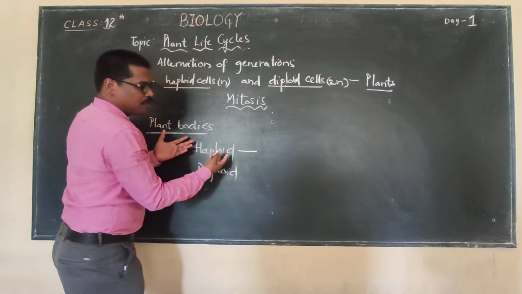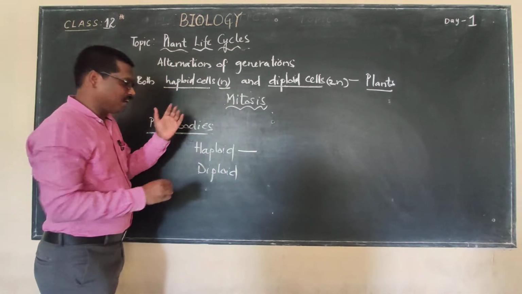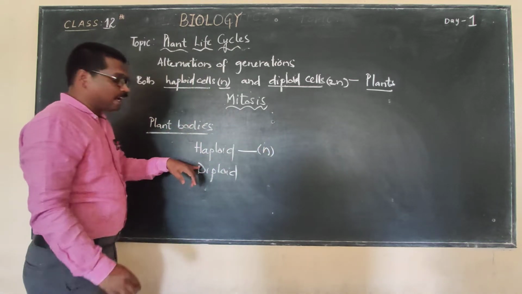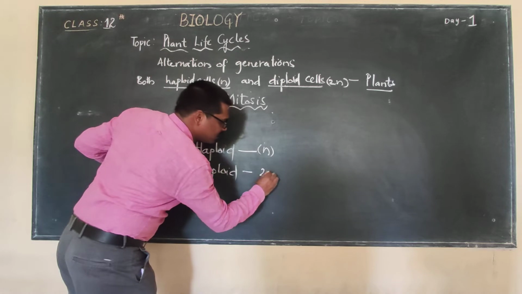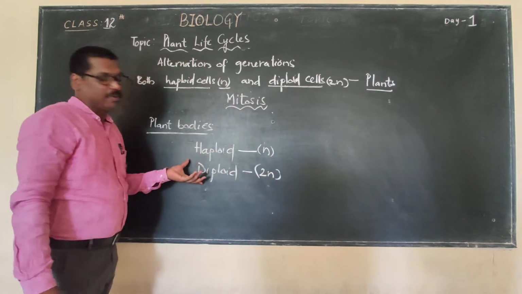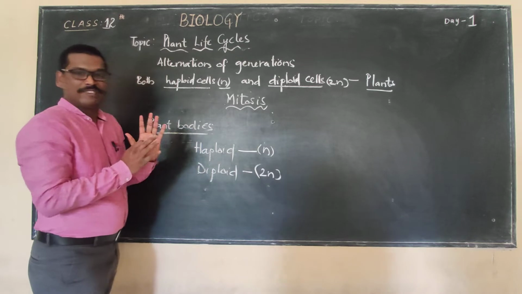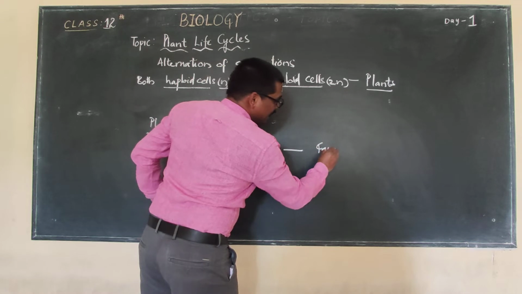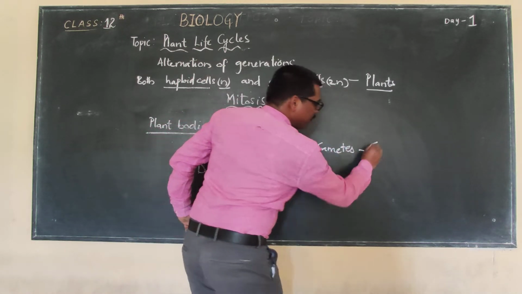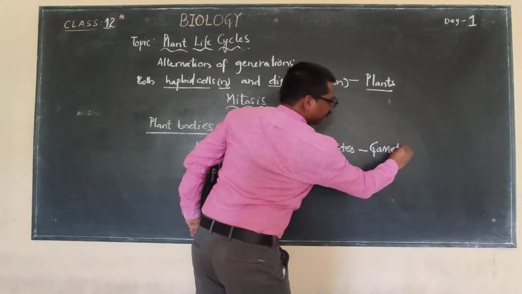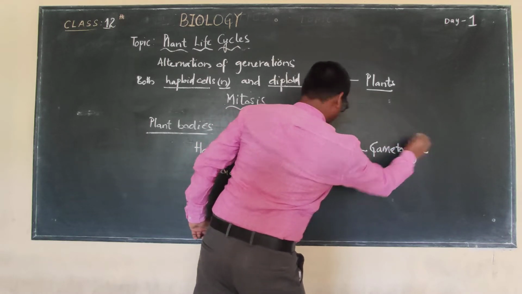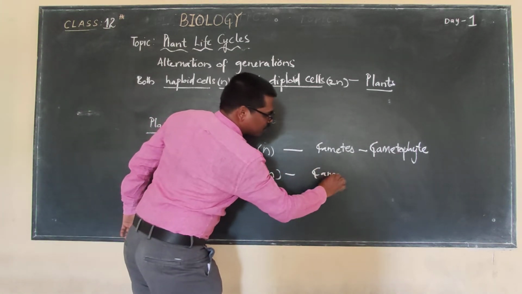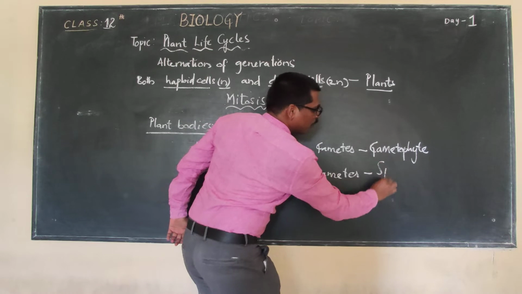Haploid, as we already said, is represented as n, meaning they have half the number of chromosomes. Diploid is represented as 2n, the full set of chromosomes. The haploid plant body produces the gametes, and this is called the gametophyte. In the same way, the diploid plant body is called the sporophyte.